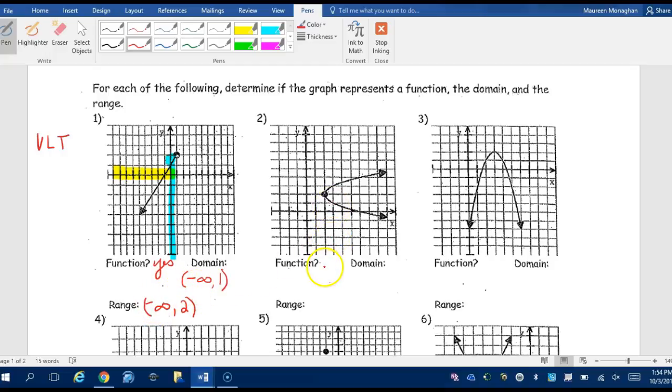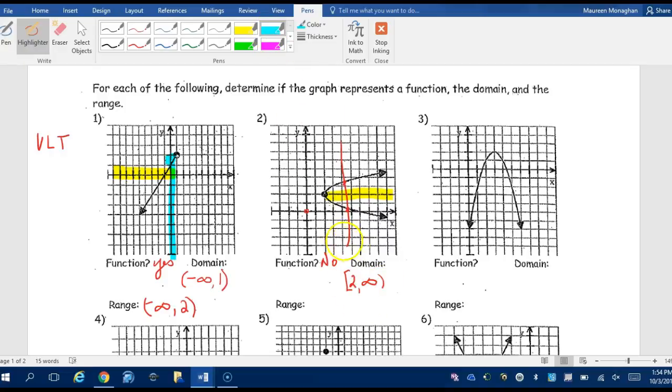Okay, is this a function? Can I draw a vertical line and hit this twice? Yes. So this is not a function. The domain is what x's are we using from here on, and this is the origin here. Sometimes that's hard to see. This is the origin. So it looks like we're at 2, and it's inclusive. We include that, and it's positive infinity.